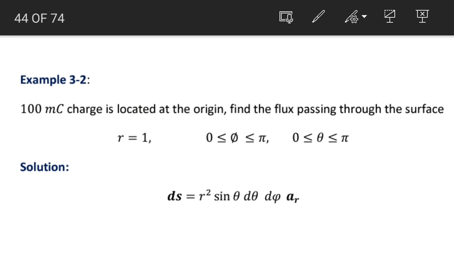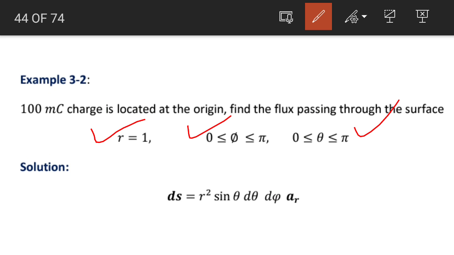Of chapter number 3, example number 2 says that 100 millicoulomb charge is located at the origin. Find the flux passing through the surface. r is equal to 1, phi is greater than or equal to 0 and less than or equal to pi. Theta is changing from 0 to pi radian.